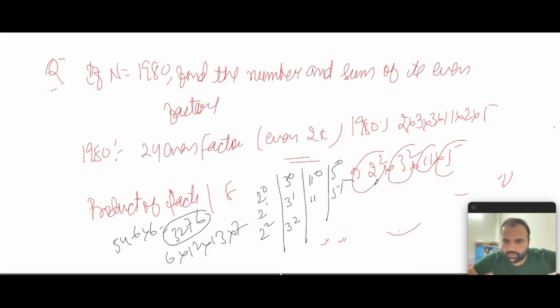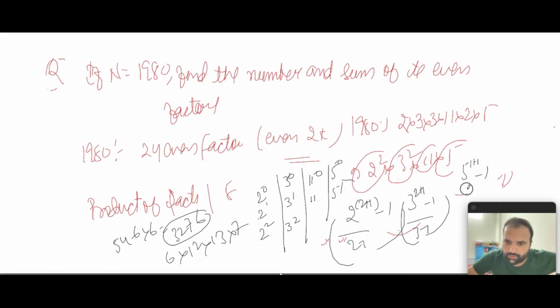Again, look over here. For all the factors, we'll be doing it with the 2, then 3 and 11, whatever prime factors we have, and then we'll be multiplying them one by one. There's a formula for this as well. Now you can use it if you want. 2 to the power 2 plus 1 minus 1 by 2 minus 1. 3 to the power 2 plus 1 minus 1 by 3 minus 1, and then 5 to the power 1 plus 1 minus 1 by 5 minus 1.